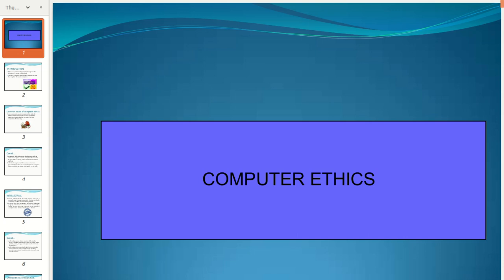So let's start off formally. Today we have to talk about computer ethics. So let me go through the entire presentation, the slide set with you, and then we are going to have an interactive session later on Wednesday morning at 8 o'clock. So computer ethics, what is computer ethics?